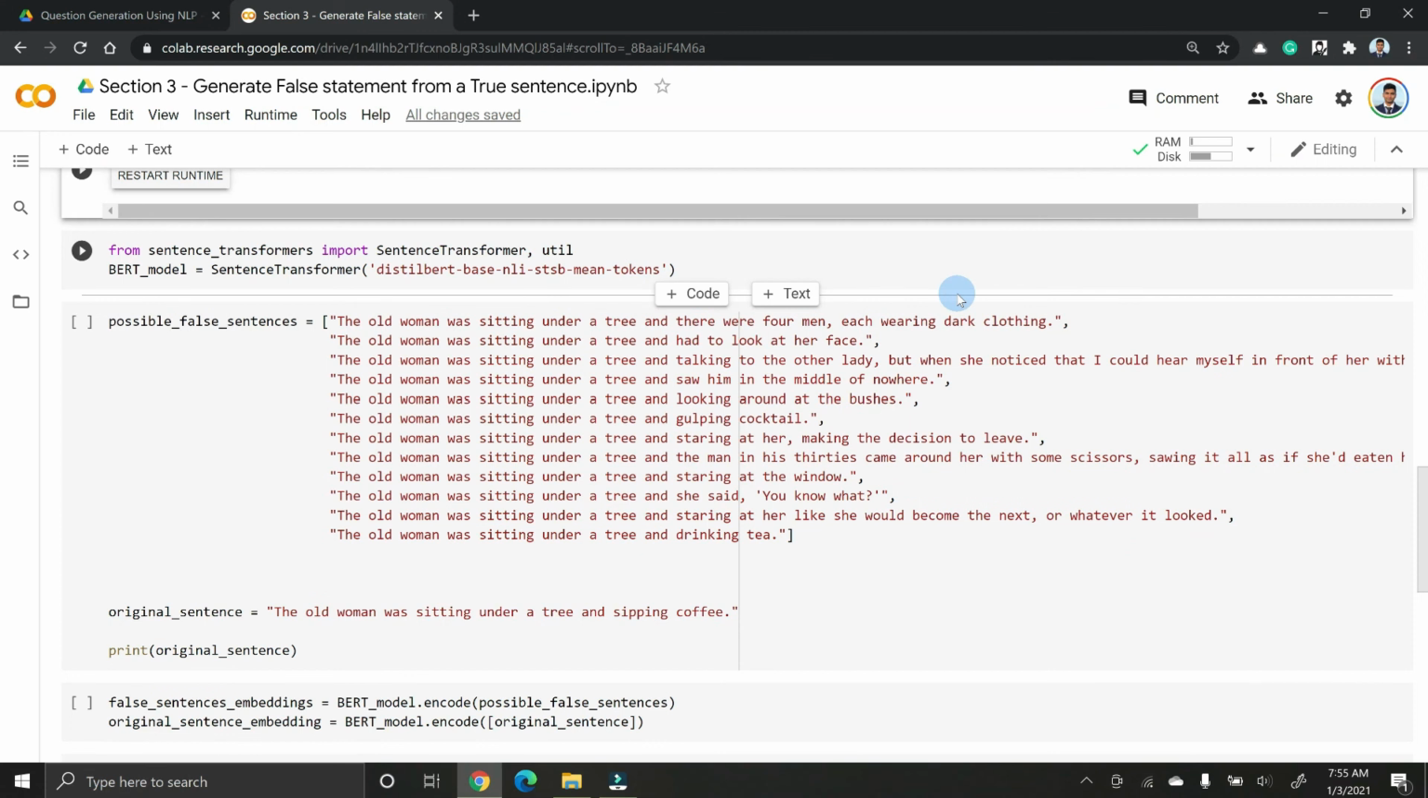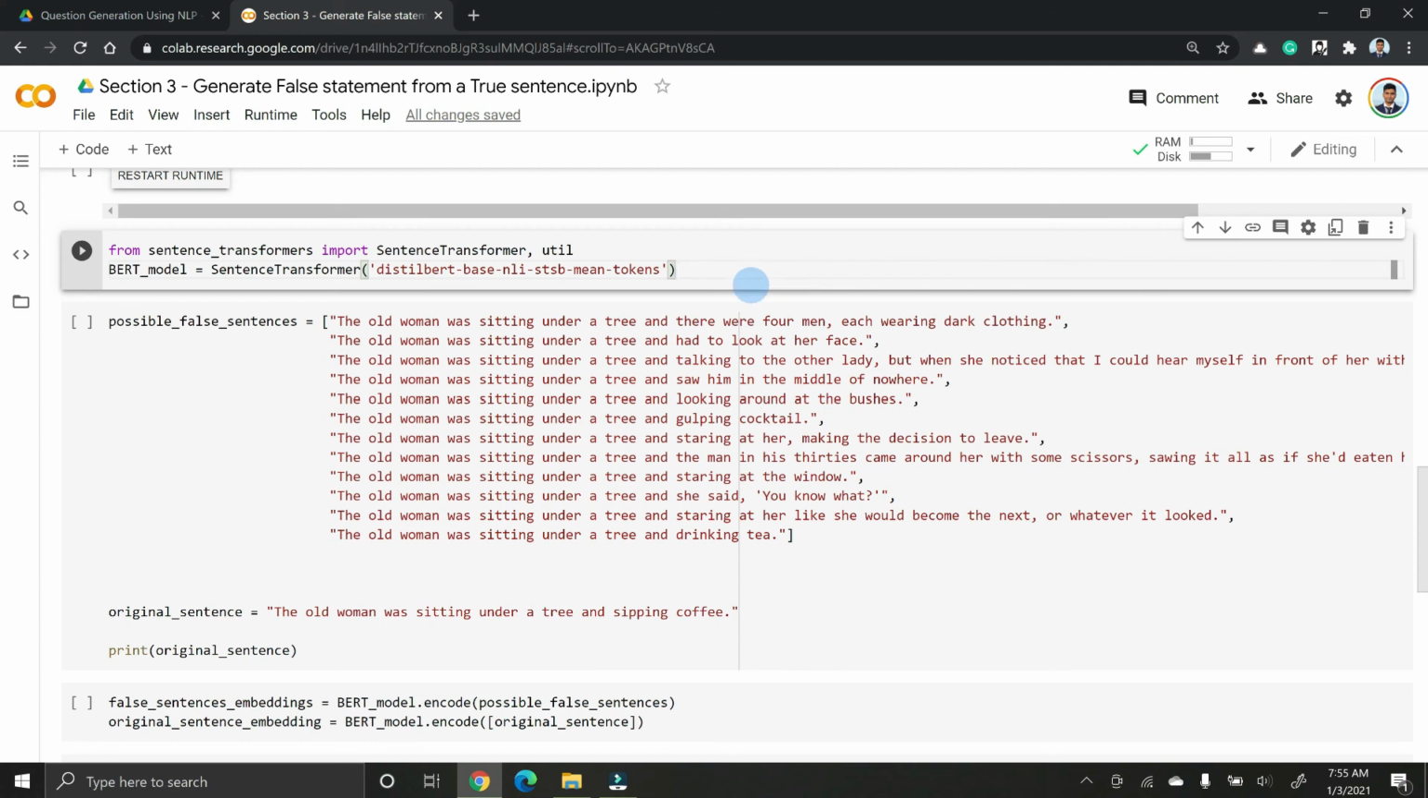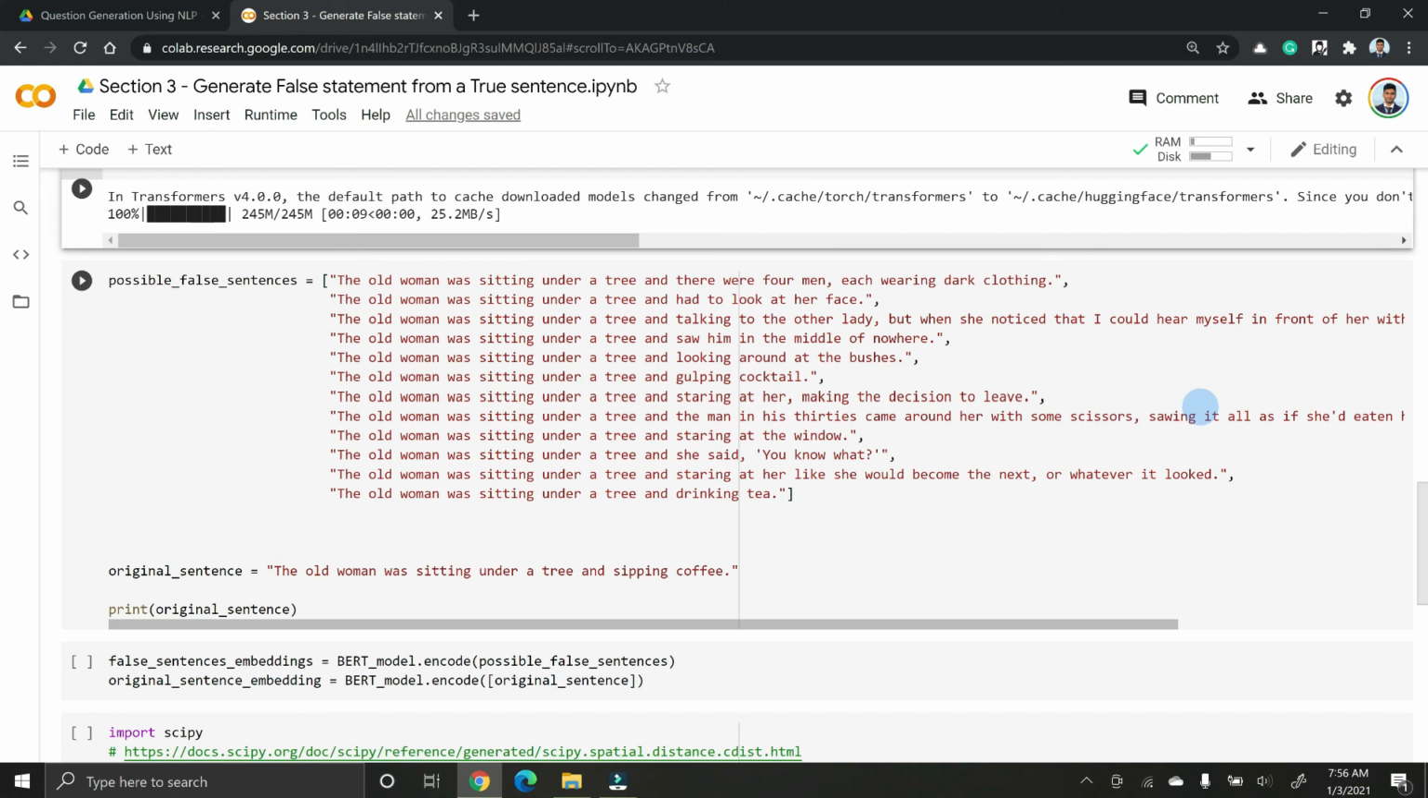So sentence transformers is a library that provides state-of-the-art embeddings for a given sentence using most recent transformer models. So here in these two lines, we are importing the sentence transformer library and we are initializing our sentence transformer with Distilbert tokens. So the library will download all the necessary token embeddings. Now that we have all the things set up, let's look into the code.